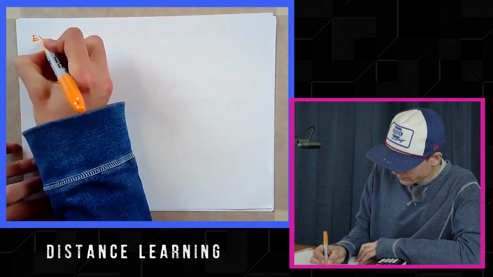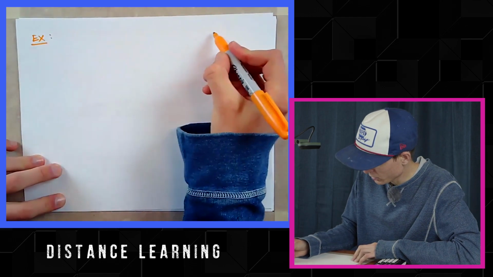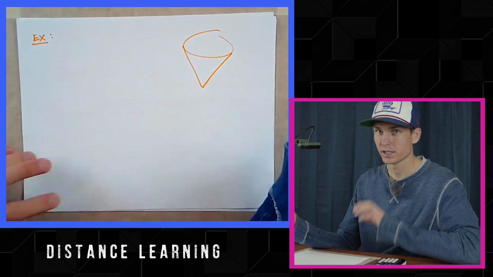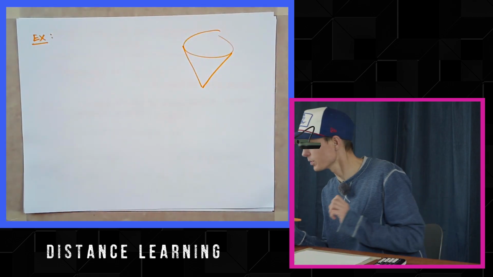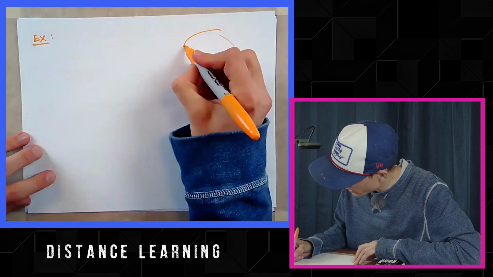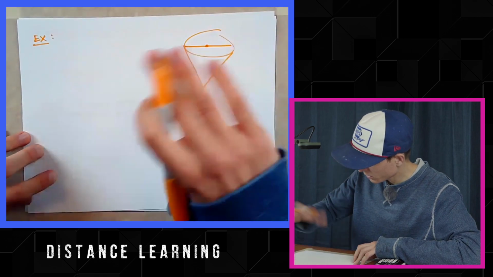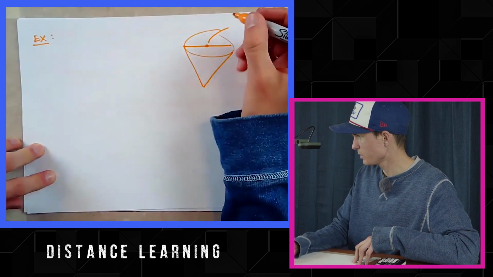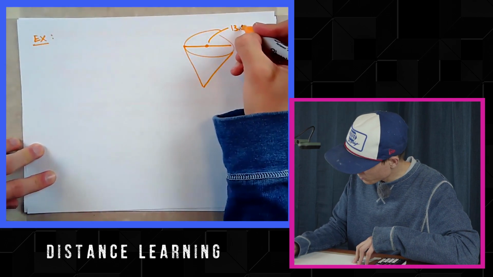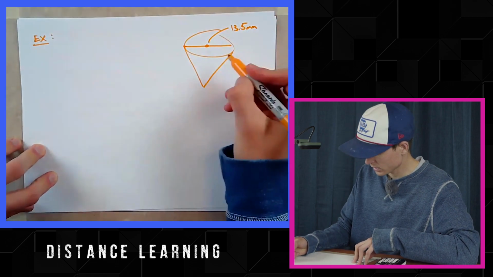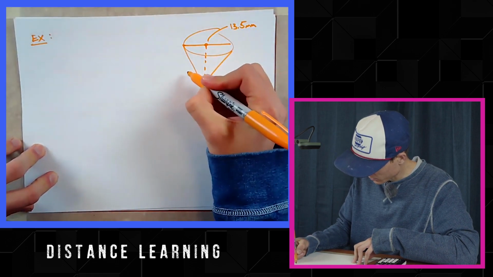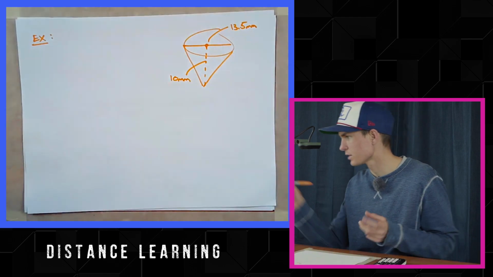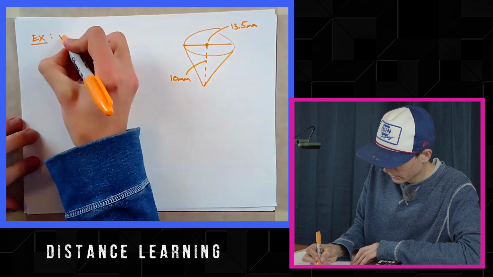Example 2. They give you a cone. An upside down cone, however. Or is it an upright cone? Because the cone that you eat ice cream out of is that way. So which is the true way to have a cone? This way or flipped? Questions. These are the real questions that you need to be answering. 13.5 millimeters. Why they gotta give us decimals? And the height, 10 millimeters. So, find the volume.